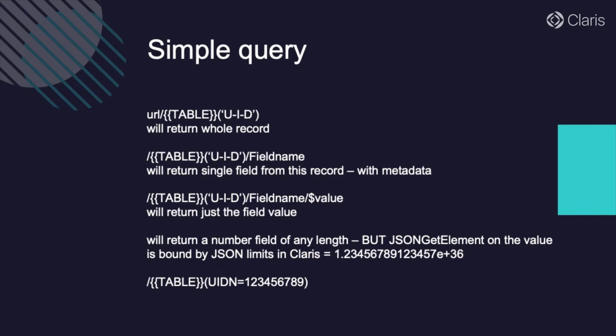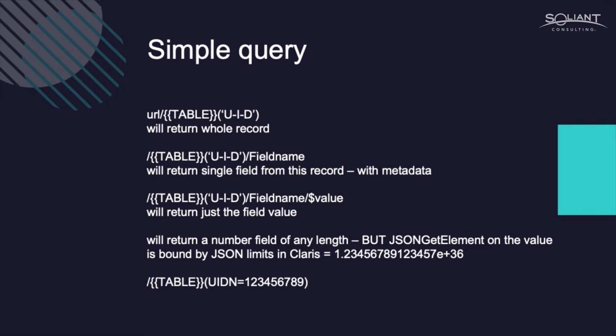So the second key is a numeric key. If you just try and stick it inside the single speech marks, it'll fail because it's not a bit of text, it's a number. If you just put the number inside the brackets, it also won't work. So if you put inside the brackets UIDN, which in this case was the field name, equals this number, it will in fact treat it as the record key. The only thing here is that that number is also bound by the Claris and JSON issue of how big a number can you really deal with.